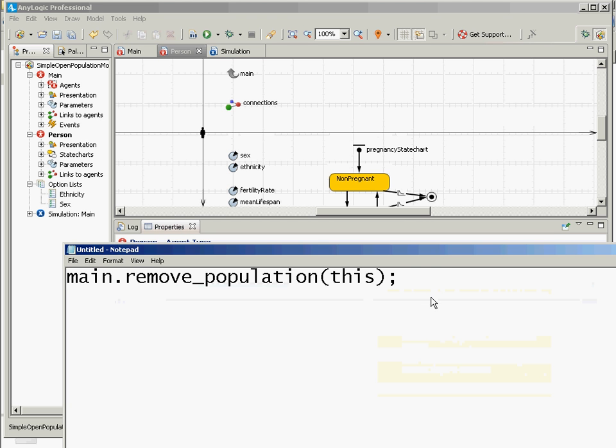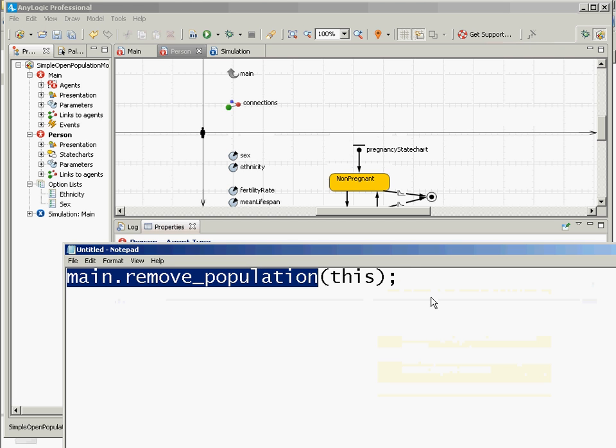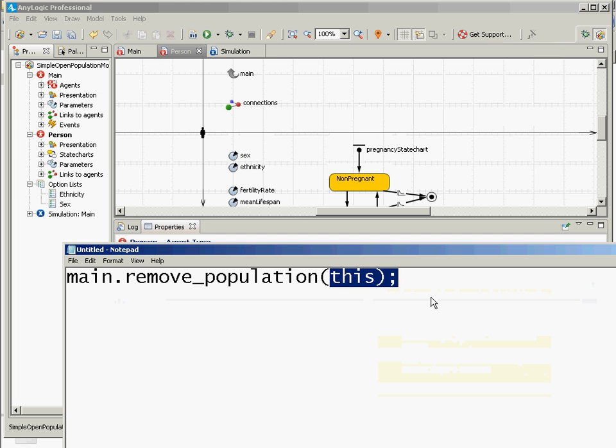Why is it Maine? Oh, okay. We're going to see this in other circumstances as well. Basically it's referring to myself. If I'm with a person, this refers to me. It's a way of saying myself. So I'm saying remove myself from the population.